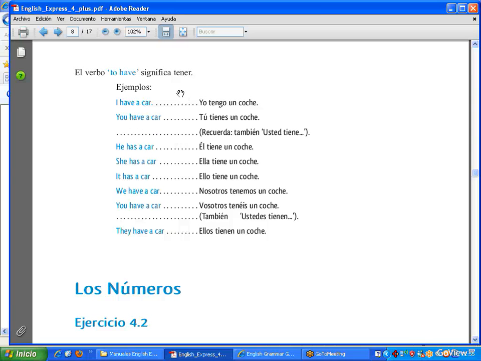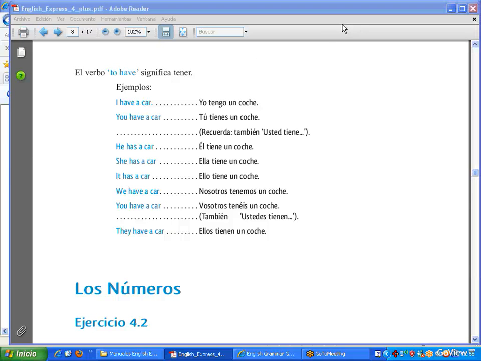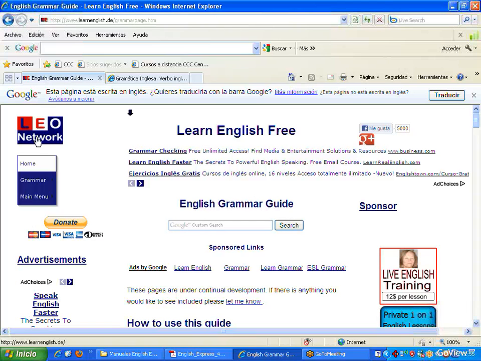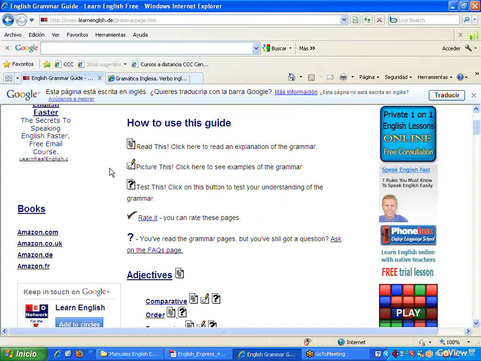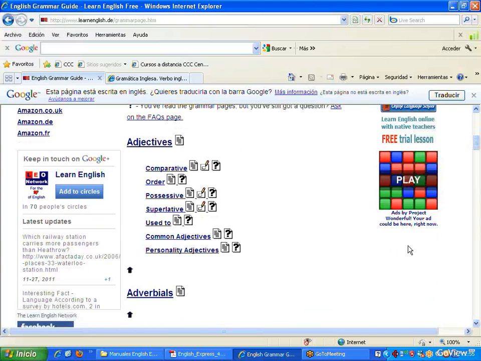Now, I like to use the internet to study. I study Spanish, and there are many different websites we can visit. For example, here I have one called Leo Network. It has everything: adjectives, adverbials, adverbs. We're looking for the verb to have.